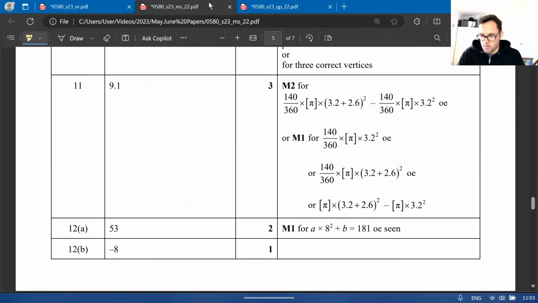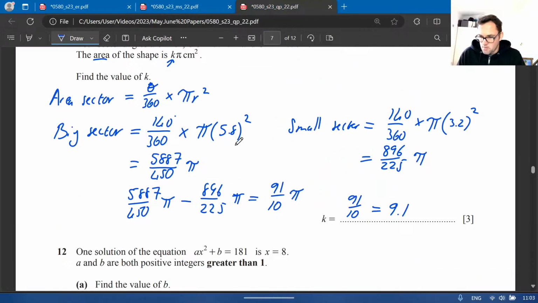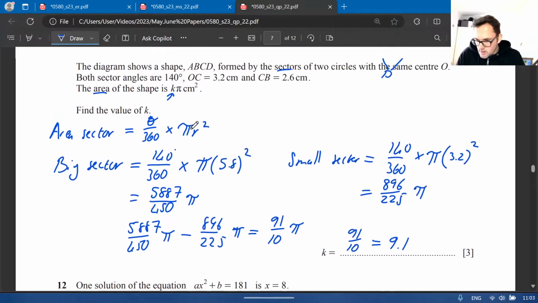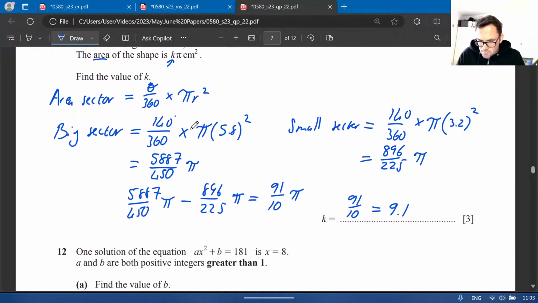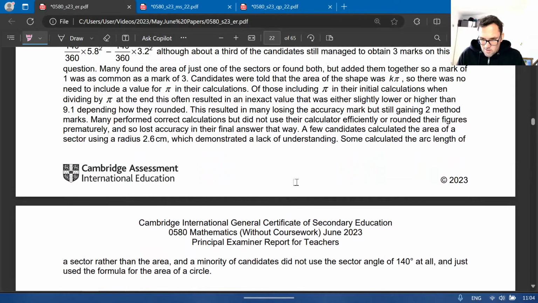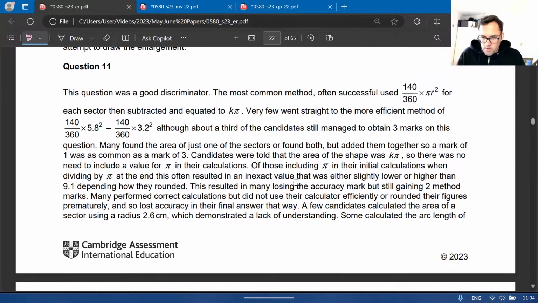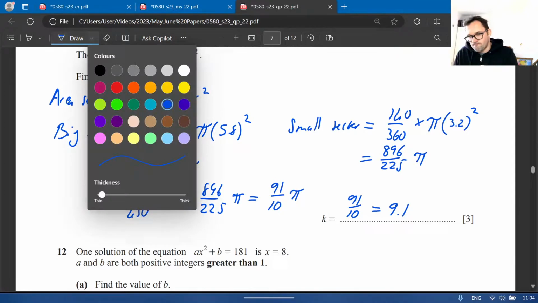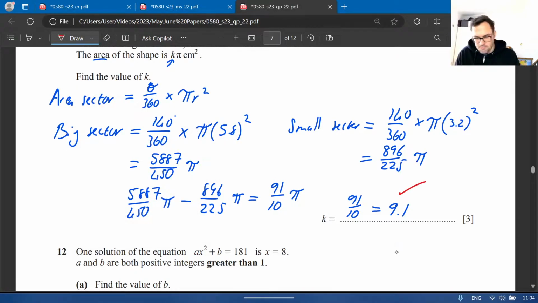I assume both will be correct. Which question was this? 11. 9.1. They don't say "or equivalent", which is weird. Usually they just put the O and the E. That means 91 over 10 would be correct. Let's check. No. It's funny. Let's see if the examiner's report says anything. Nothing specifically over the 91 over 10 I can find in the examiner's report. I assume they will both be correct.